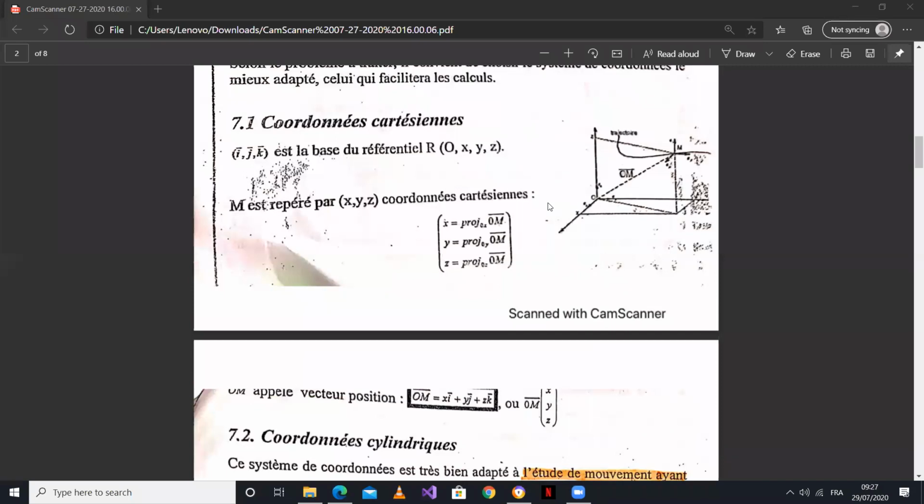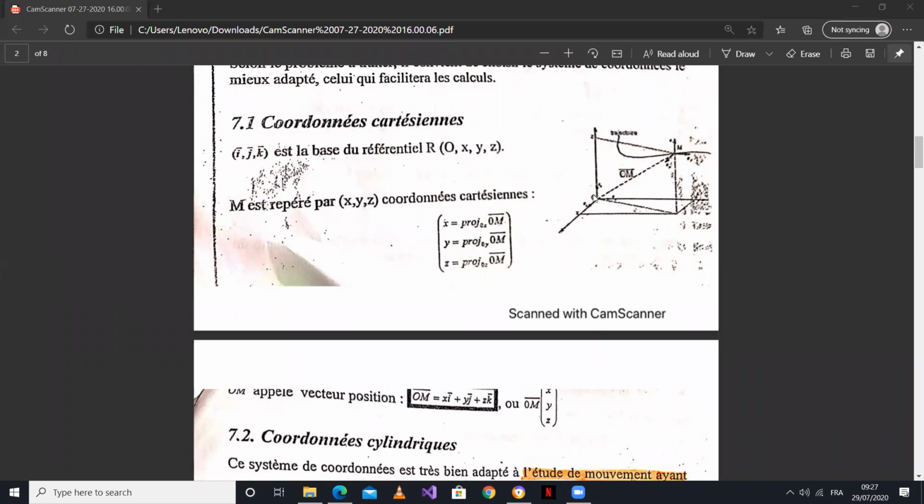So we have the coordinate Cartesian here. The coordinate Cartesian has as its base IJK. Whenever you'll be studying coordinate Cartesian, mostly you'll be working with IJK as the base du référentiel R, O, X, Y, Z, with origin O and the coordinates X, Y, Z. Then we have a figure here. It's not so clear, sorry, but it's just showing us how the Cartesian coordinate system is going to appear.